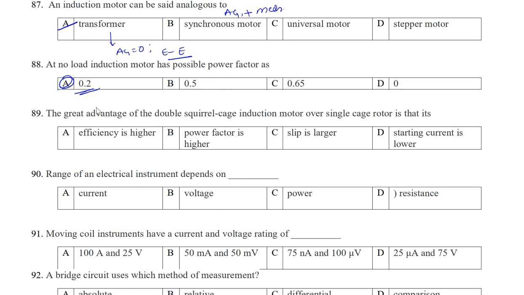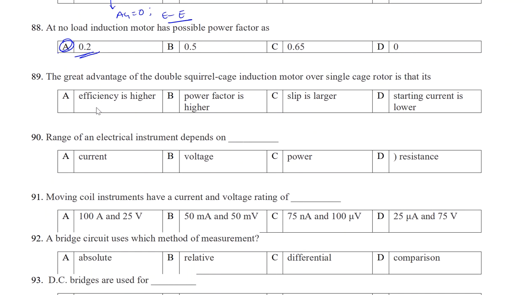Next question, 89th question here. The great advantage of double squirrel cage induction motor over a single cage rotor is that the starting current is lower. The outer cage has high resistance. In case of rotor here, the outer cage will have a high amount of resistance, so current will be less and low reactance. Vice versa for inner cage here. Inner cage will have low resistance, high reactance, so that it will draw a lesser amount of current here.